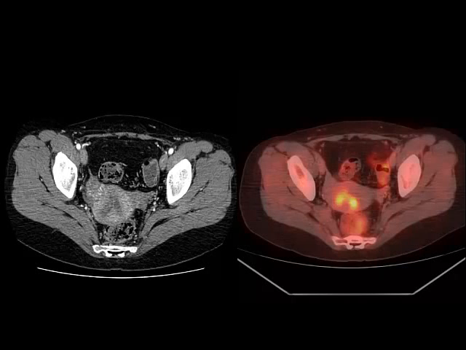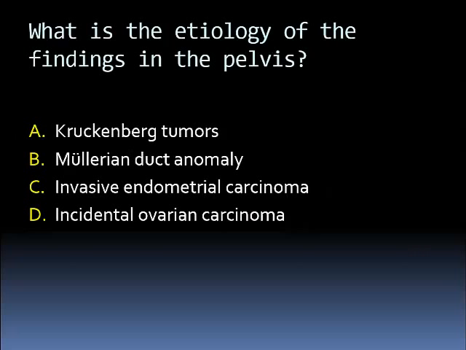And I'll show you side by side an image from the PET CT scan and an image from the diagnostic CT scan. So the question in this case is, what is the etiology of the findings in the pelvis? Are these Krukenberg tumors? Is this a Mullerian duct abnormality? Is this invasive endometrial carcinoma or an incidental ovarian carcinoma?